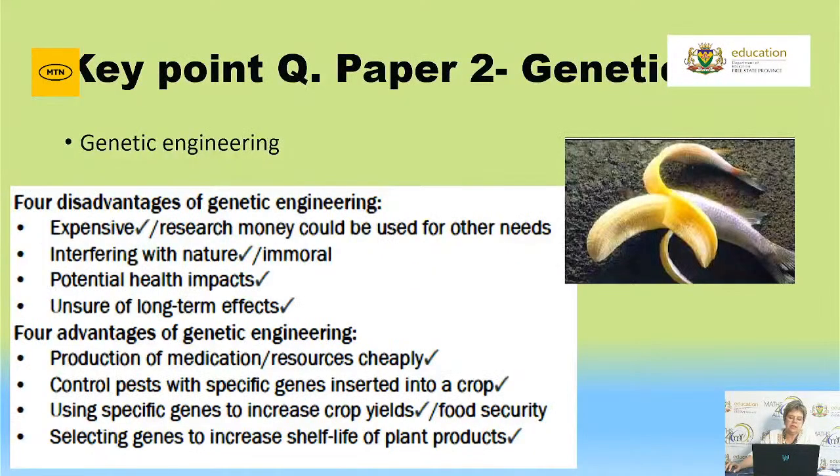The other thing in genetics is when we have to explain the disadvantages of cloning or genetic engineering, either cloning or biotechnology. Look at your disadvantages and your advantages and make sure that you can apply them in an example. So in this case, the disadvantage is that it is expensive. It will be very expensive to buy a fish banana or banana fish or whatever this thing is. It interferes with nature. It's not normal.